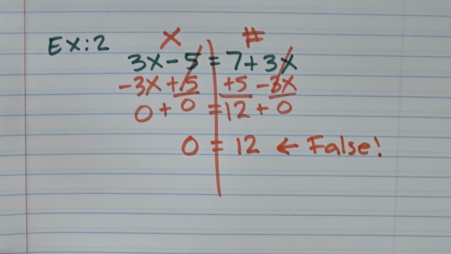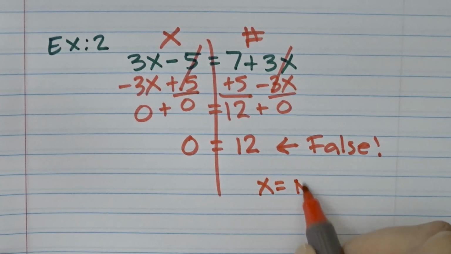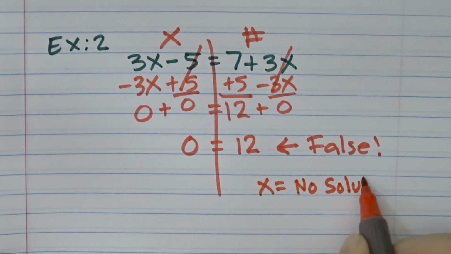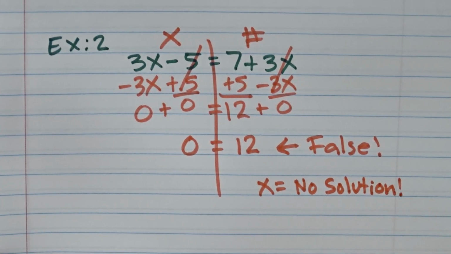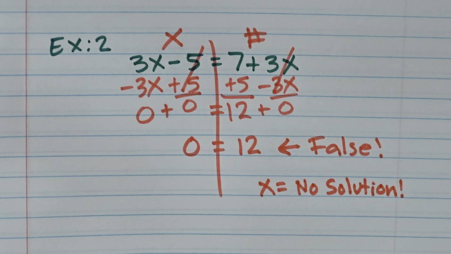So when you have something false, again, that means this is not true. No matter what I put in for x, I'll never get anything that's true. So there is no solution. There's no number for x that I can plug in that will ever make this equation true. So that's what it looks like. That's what you can expect when you have equations that have no solution.